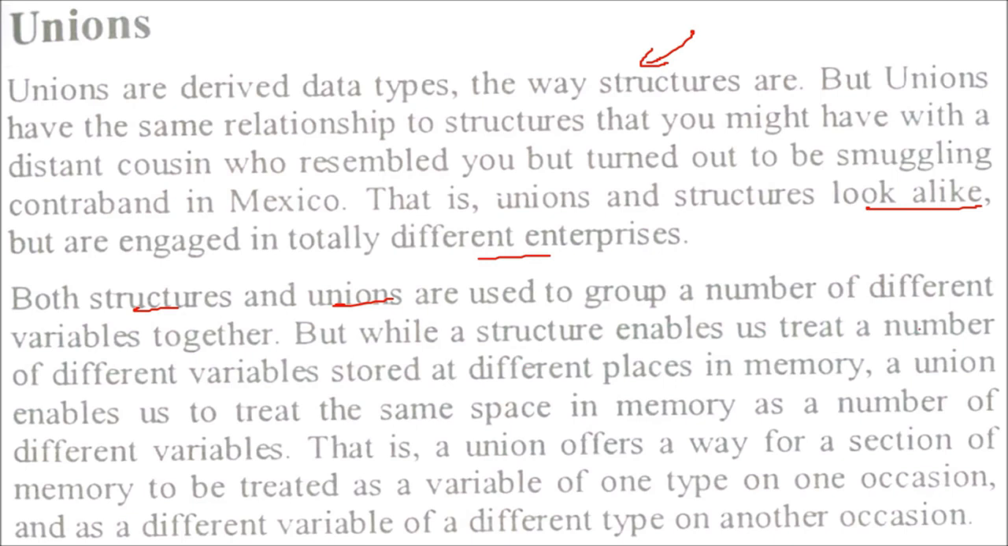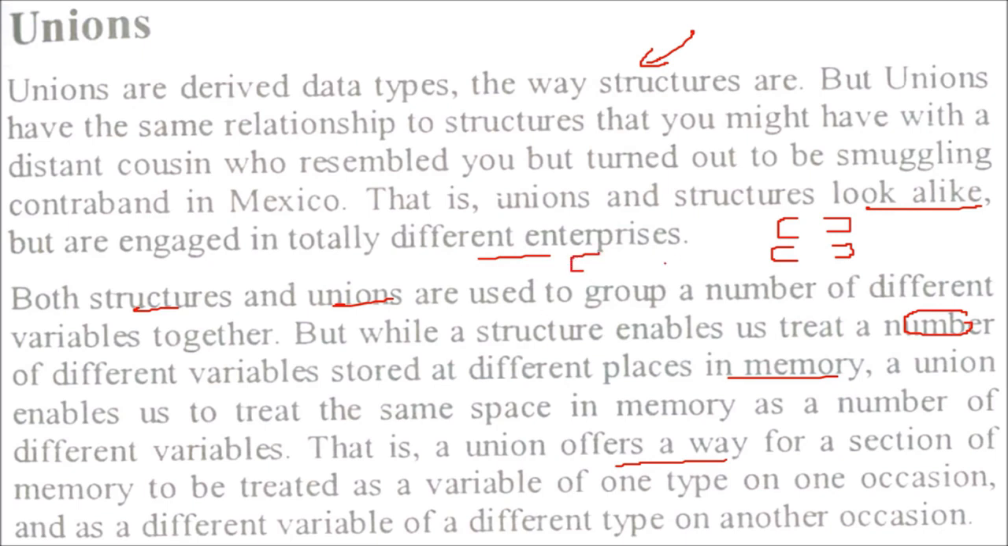But while a structure enables us to treat a number of different variables stored in different places in memory, so that for an integer it has a different place and for a float it has a different place in memory, a union only offers a way for a section of memory to be treated as a variable of one type on one occasion.